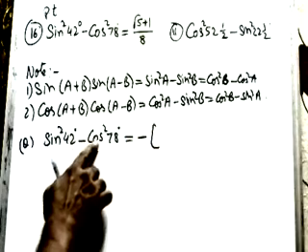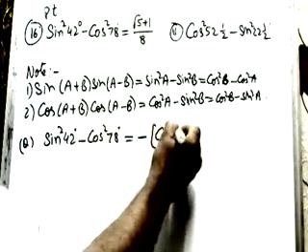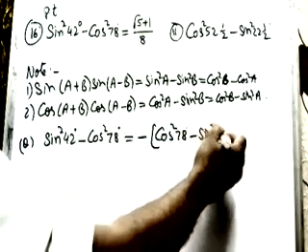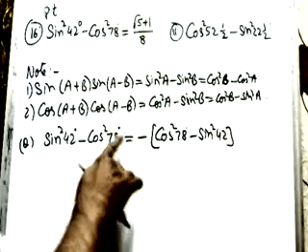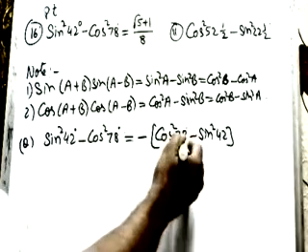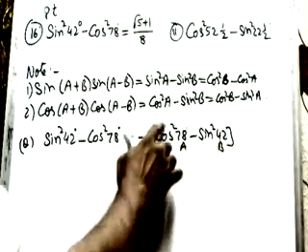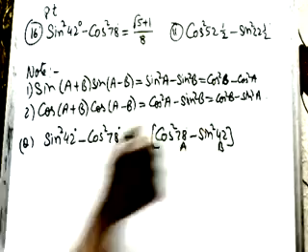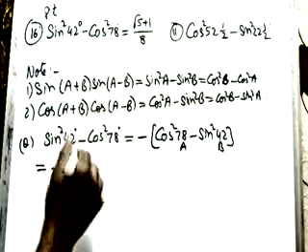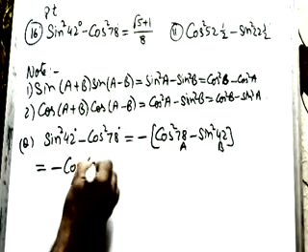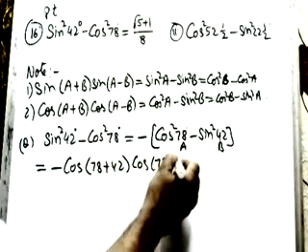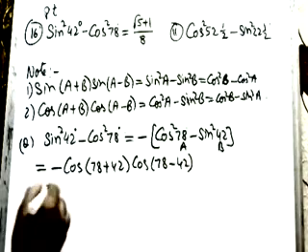Let's first take minus common. If you take minus common, this will become plus cos square 78 degrees, and this will become minus sine square 42 degrees. Now this will become a formula. After taking minus, this becomes plus and this becomes minus. So consider this as A, this as B. Cos square A minus sine square B is cos A plus B into cos A minus B.